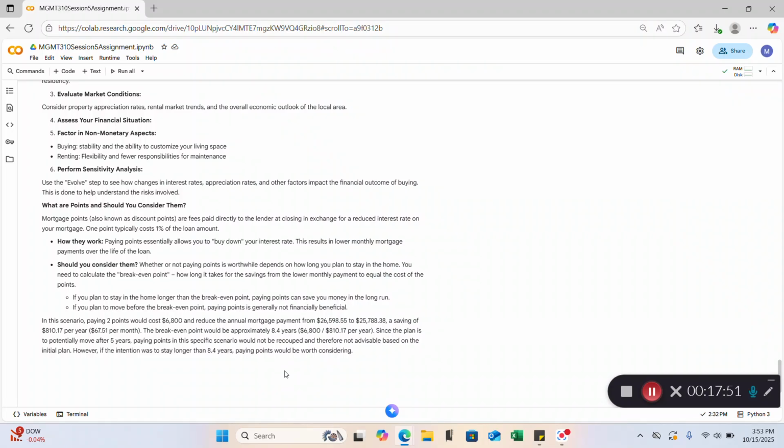So the plan that I have is to potentially move after that 5-year period. Paying the points would not really do anything for me and would not provide me any financial benefit. But like I said earlier, if we stay there longer than the break-even point, then it makes sense. So if I do end up staying there for over 8.4 years, this would be something worth considering.